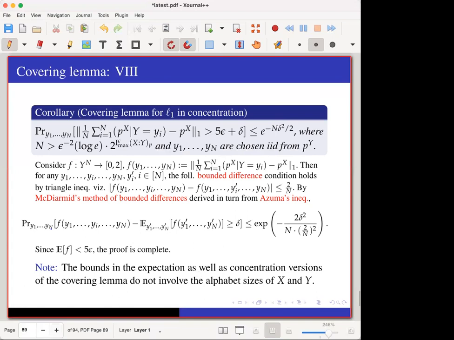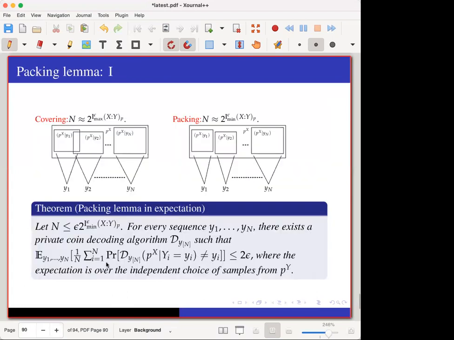Okay, if not, we are done with covering. So we have proved covering in concentration, covering in expectation, and convex split. Now we'll close the chapter and go to packing. As I said, proof arguments in information theory are of two broad paradigms, covering and packing. We've seen covering, and now let's see what is packing.